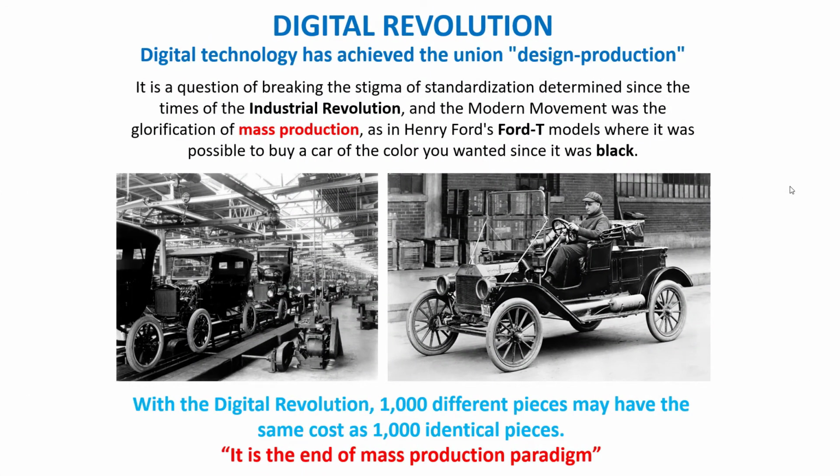Digital technology has achieved the union of design and production. It is a question of breaking the stigma of standardization determined since the times of the Industrial Revolution, and the modern movement was the glorification of mass production, as in Henry Ford's Model T, where it was possible to buy a car of the color you wanted, as long as it was black. With the digital revolution, 1,000 different pieces may have the same cost as 1,000 identical pieces. It is the end of the mass production paradigm.